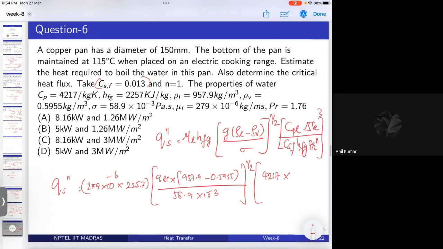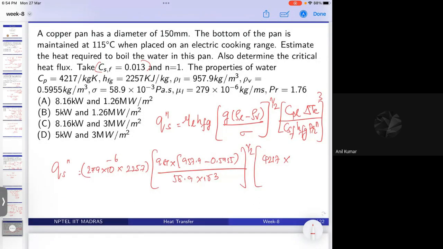Sir, I'm not able to calculate this delta T, because the bottom pan temperature of 115 is given, but the boiling point is not given. If the boiling point is not given, you can take 100 unless it is specified. It's water at 1 atmosphere, so yes, 100 degrees. If it is not given, you can take this. Otherwise, you have to check whether the boiling point is given or not.